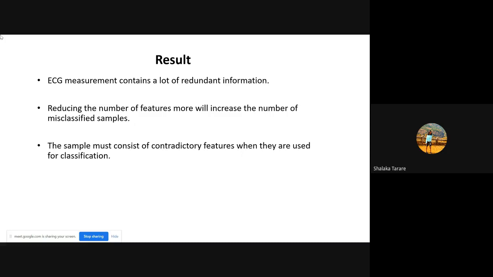The best results are found using 10 specified features. Reducing the number of features more will increase the number of misclassified samples. The sample must consist of contradictory features when they are used for classification. This is probably the reason why the best results are found for these 10 features.